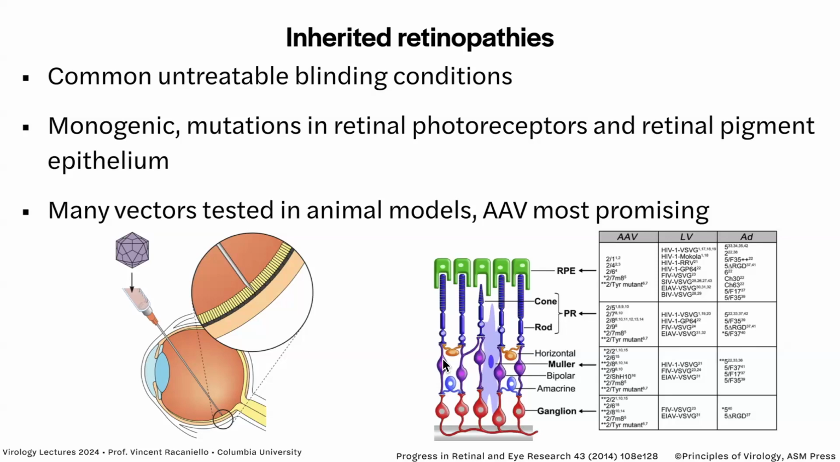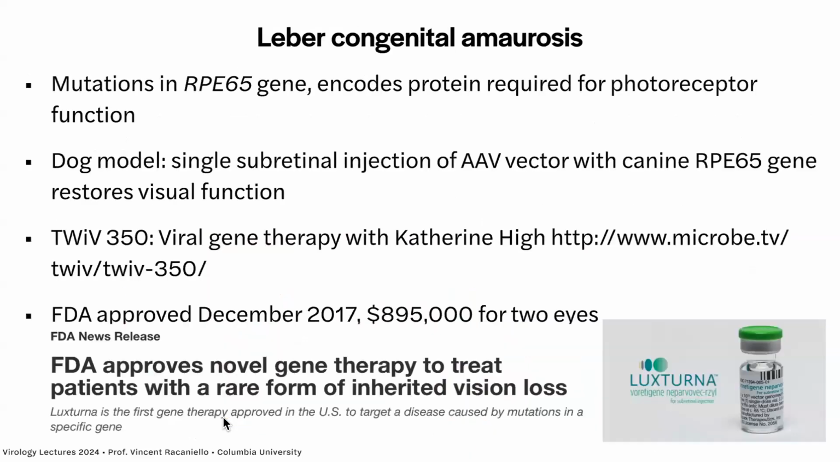They're untreatable blinding conditions. AAV has turned out to be the most promising, and what you do is you put the gene that's defective in the AAV, and you inject it directly into the retinal pigment epithelium. And so one of these mutations in the RPE65 gene is needed for photoreceptor function. In dogs, a single subretinal injection of AAV vector with the canine gene restores visual function. And this was then tested in humans and approved in December 2017 by the FDA.